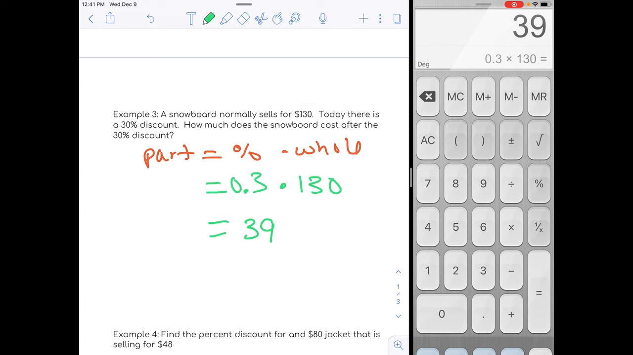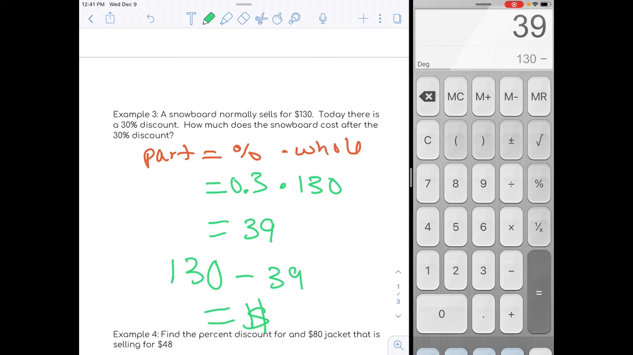This is my $39 here. This is my discount. This is what I'm taking off of my original price. But to find the actual selling price, I do actually have to subtract that discount from my original price to see how much I'm actually going to be selling the snowboard for. So I want to do 130 minus 39 to get to my price of 91. So as you guys can see, this is the same exact step that we did for markups, but instead of adding at the end, we're subtracting because it's a discount. We're taking it away from the original price.